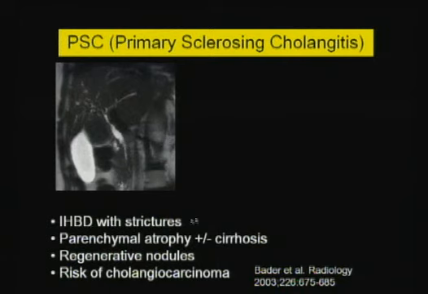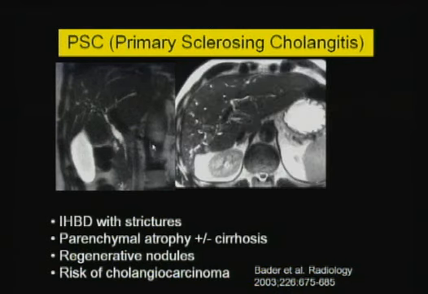So PSC, or primary sclerosing cholangitis, can have some features of parenchymal atrophy or cirrhosis. Typically, patients present with intrahepatic biliary ductal dilatation. Sometimes it can also affect the CBD. Typical appearance of strictures with a beaded appearance here. You see a stricture in the CBD. Same patient has also intrahepatic biliary ductal dilatation with a beaded appearance with multiple strictures, and you see parenchymal atrophy in the right liver lobe.